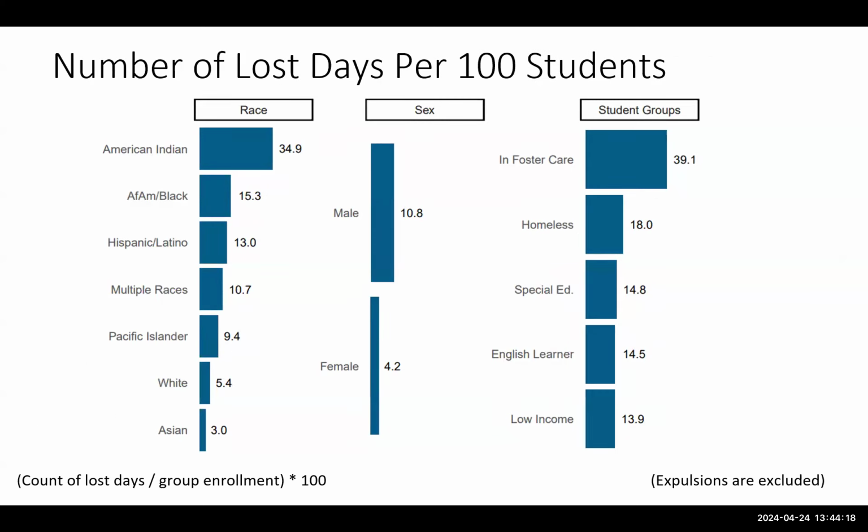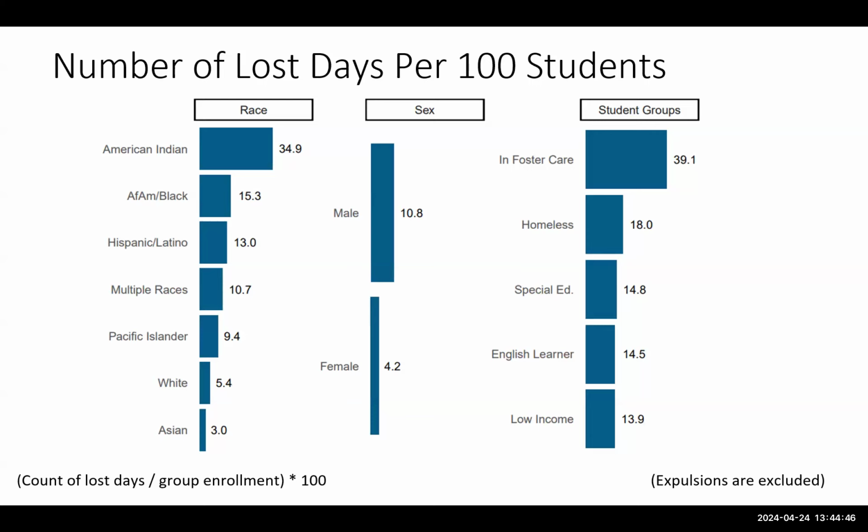All right, so three more of these slides to look at these metrics a little bit more closely. This is the count of days divided by the group enrollment, and the count of days are the lost days of instruction. So if a student was suspended for a day, that's what we're talking about here. And these are the number of lost days per 100 students. It's my understanding that this metric is pretty common with population estimates and things you look up where you want to create a balance, right?